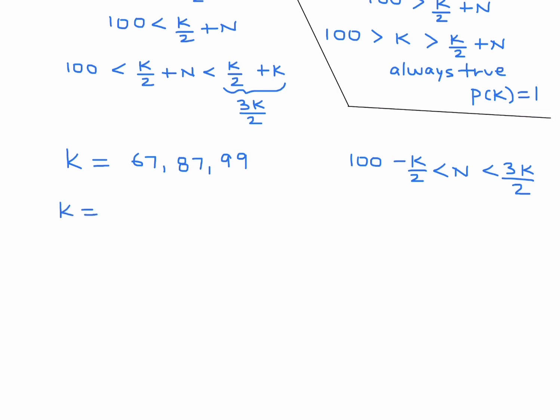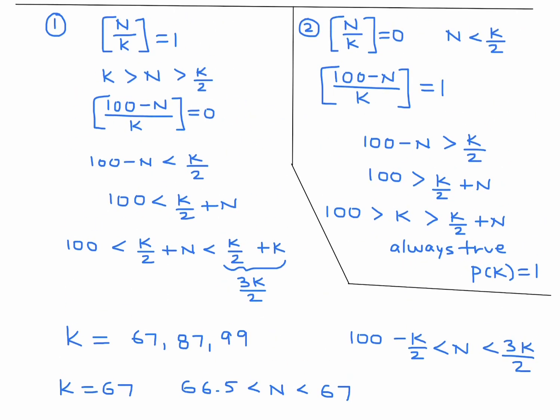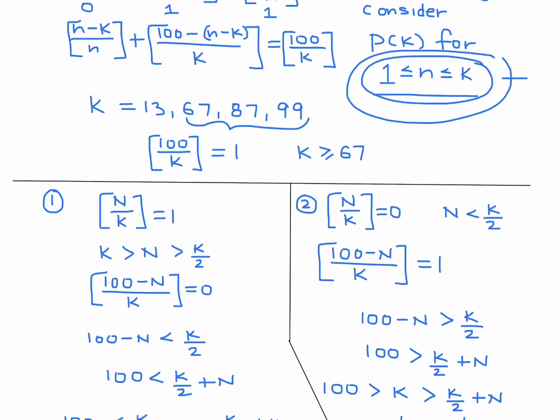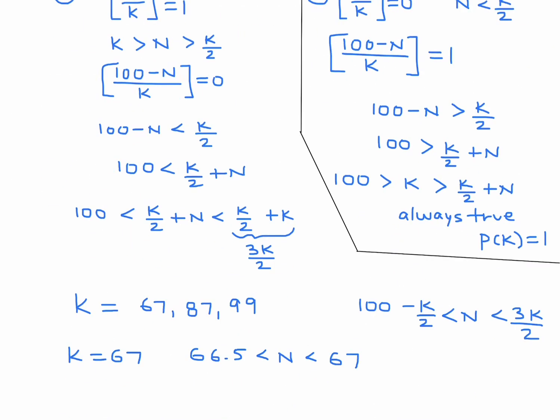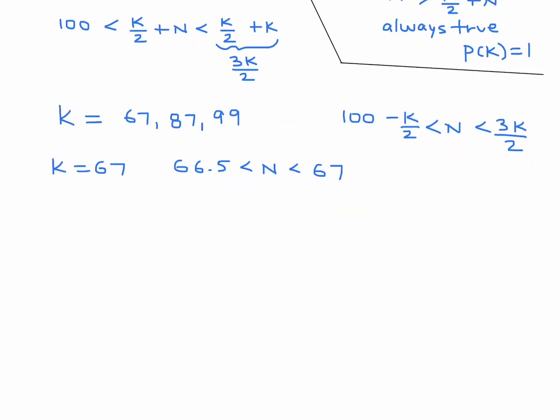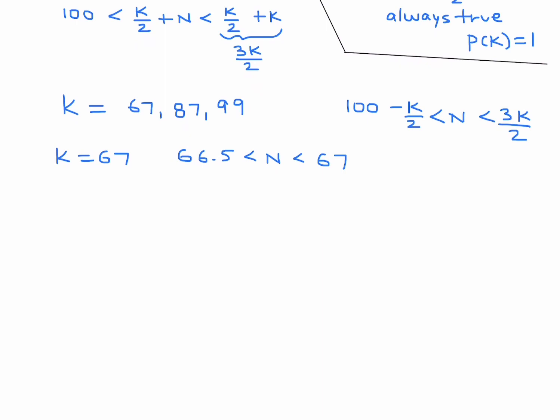If k equals 67, we have the following numbers. 66.5 is less than n and less than 67. Because remember, n is less than k. Right here, our original parameter, n is less than k. So I can't really go up to 3k over 2. I can only really go up to k. So I can only write k there. So that's why when k is 67, we have these numbers.